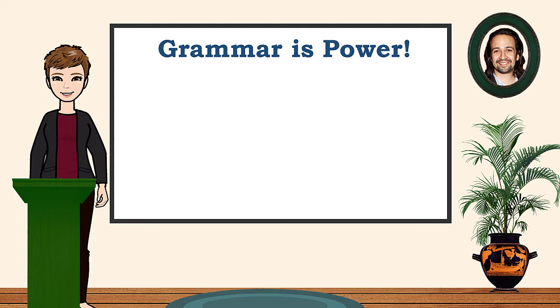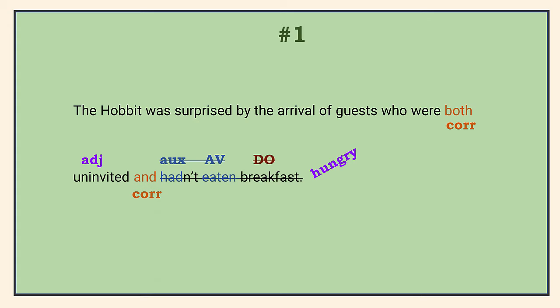And here we go. Number 1. Because the sentence uses the correlative conjunctions both and, what follows each one has to be in the same grammatical structure. Here we have a predicate adjective following both, but a verb phrase and direct object following and. We can replace the verb phrase with hungry.